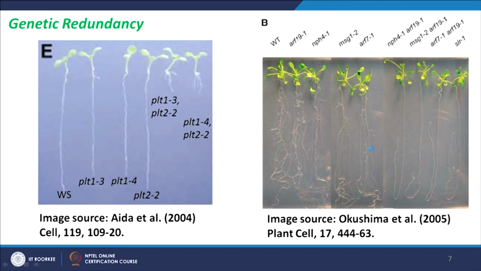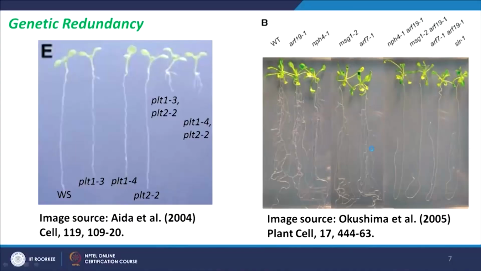Another important thing is genetic redundancy. Genetic redundancy happens when there is a family of genes with more than one member in a particular family, and some of them are doing the same function. This means that if you have a mutant of one gene, you might not see a significant effect. But if you mutate more than one gene, you start seeing the effect. This is called genetic redundancy.